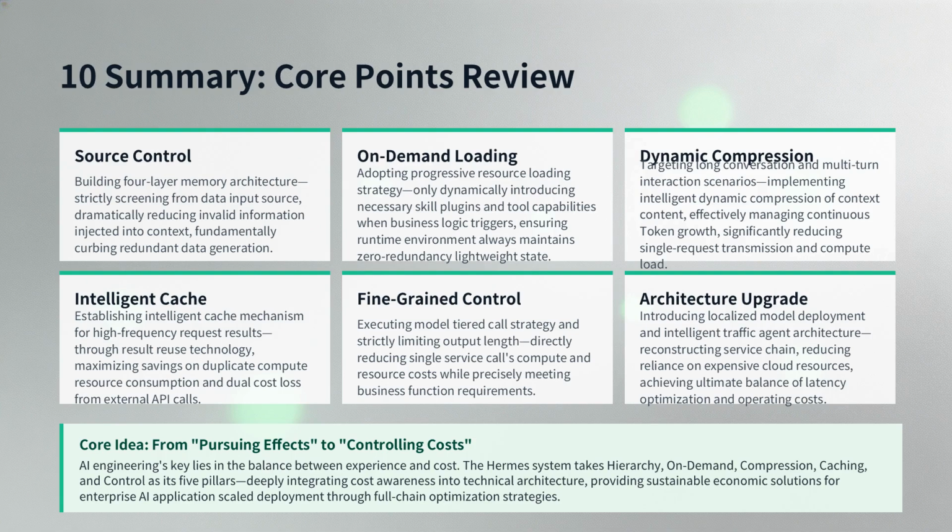Finally, let's summarize. Hermes' cost optimization system revolves around 6 core points: source control, on-demand loading, dynamic compression, intelligent cache, fine-grained control, and architecture upgrade. These mechanisms collectively embody the 5 core ideas of hierarchy, on-demand, compression, caching, and control. Mastering these, you can truly achieve the transition from pursuing effects to controlling costs, letting AI technology run more economically and efficiently in business.